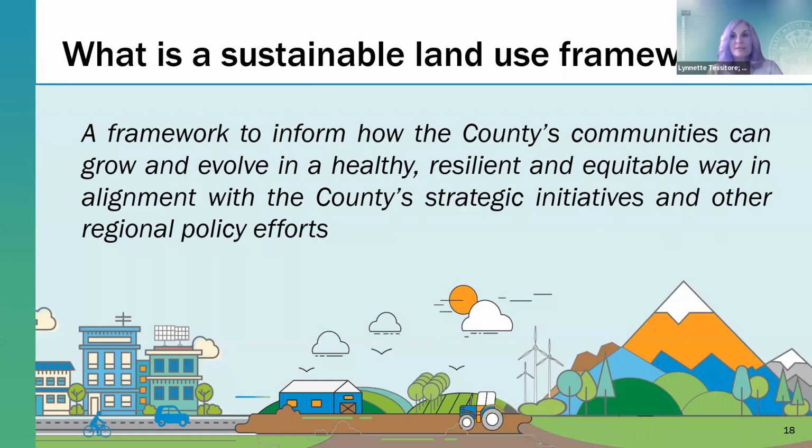So with that, what is a sustainable land use framework? Well, it's a policy framework, and this policy framework informs how the county's communities can grow and evolve in a healthy, resilient, and equitable way in alignment with the county's strategic initiatives and other regional policy efforts, such as SANDAG's Housing Acceleration Program Strategy, which is referred to as HAP 5Ps. And those are intended to accelerate affordable, fair, and sustainable housing production.